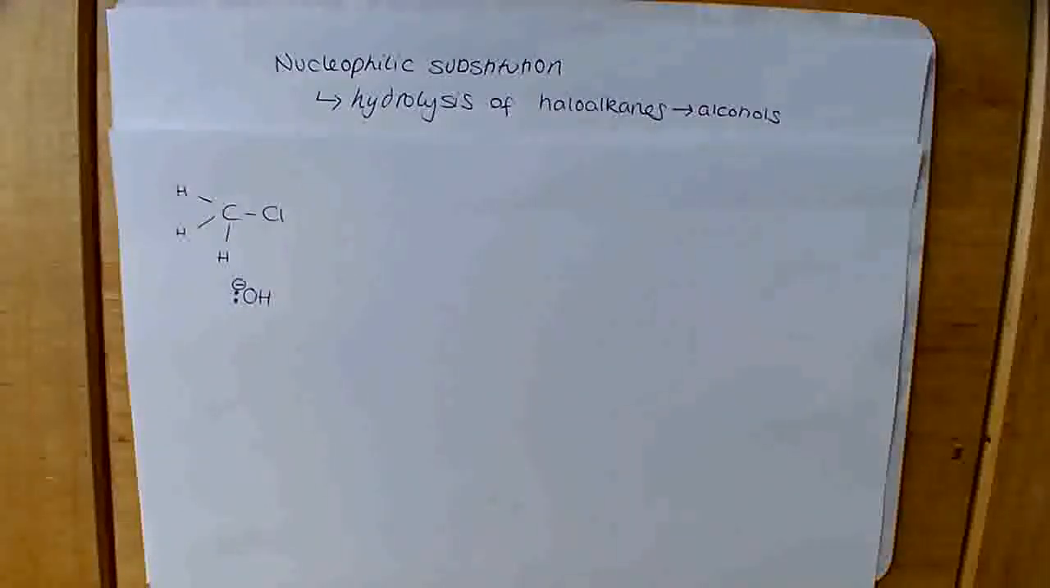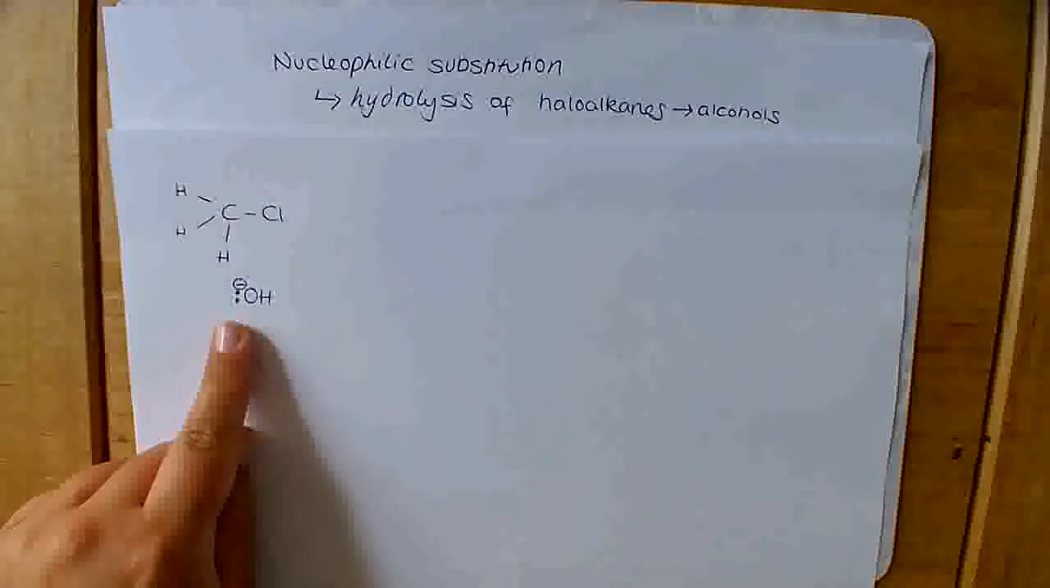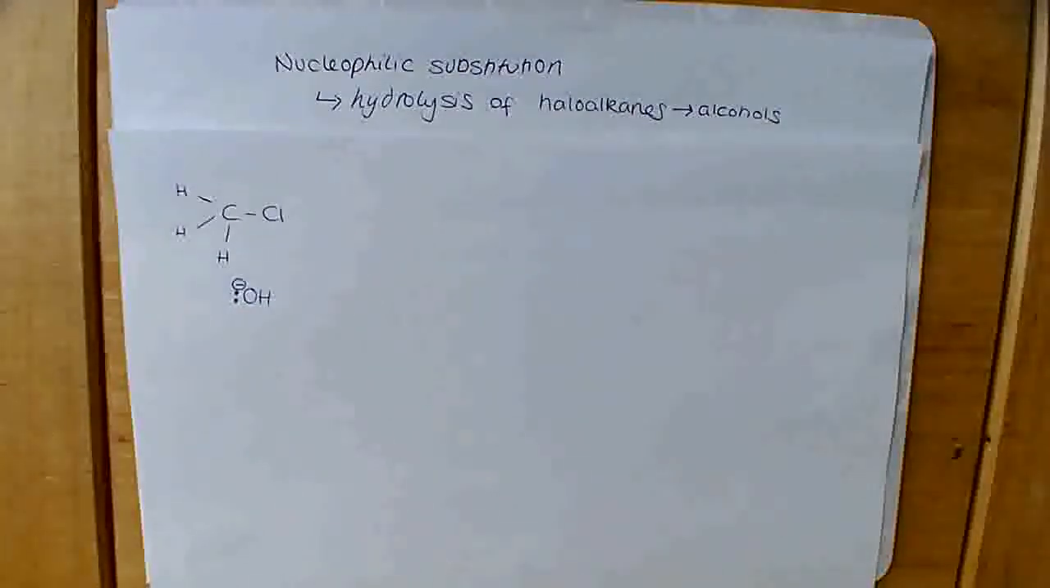I'm hoping you'll remember that a nucleophile is an atom or group of atoms that is attracted to an electron-deficient carbon atom where it donates a pair of electrons to form a new covalent bond. In this example, our nucleophile is our hydroxide ion, so our OH-, where we have a lone pair of electrons on the oxygen atom. Let's then have a look at the haloalkane.